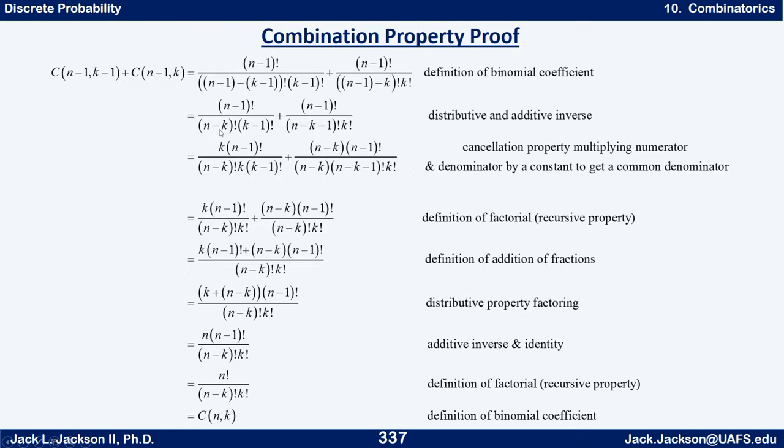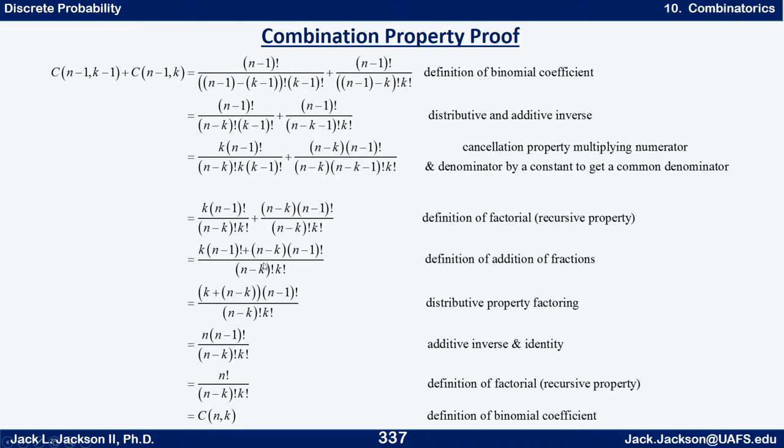Similarly, this is n minus k factorial, and this is n minus k minus 1 factorial. This one on the left has one more factor. So I need to multiply the numerator and denominator, the one on the right, by n minus k. And then what happens is this part right here becomes n minus k factorial, and this part right here becomes just k factorial. So now I have the same denominator. I can keep that denominator and add the numerators.